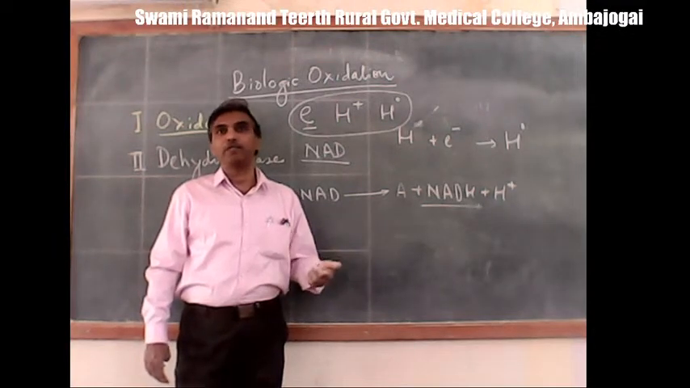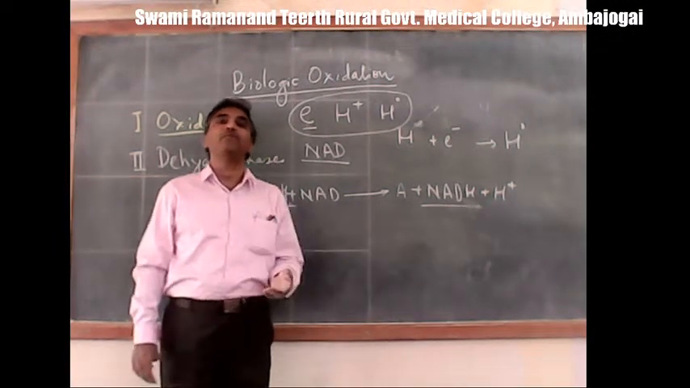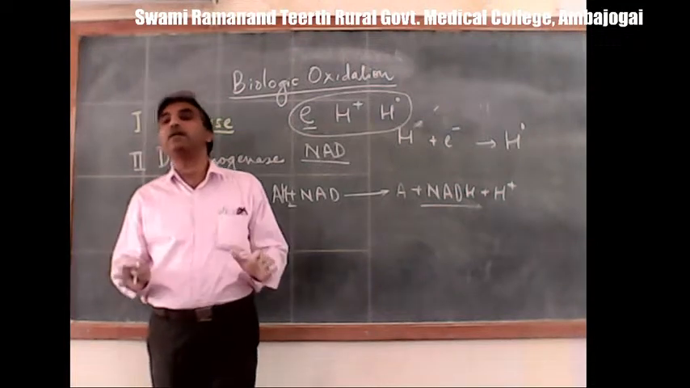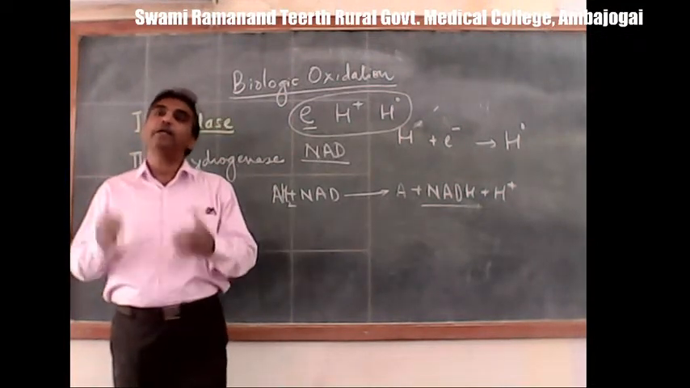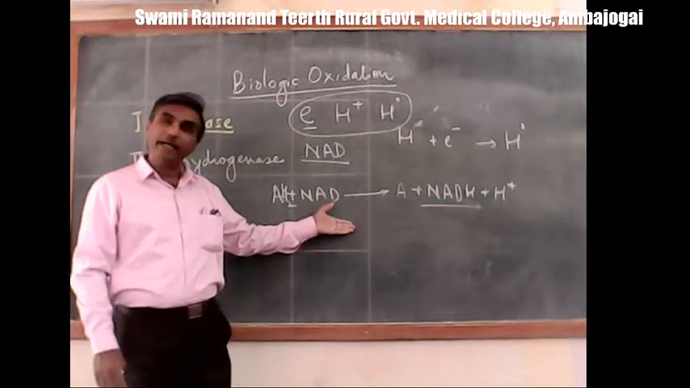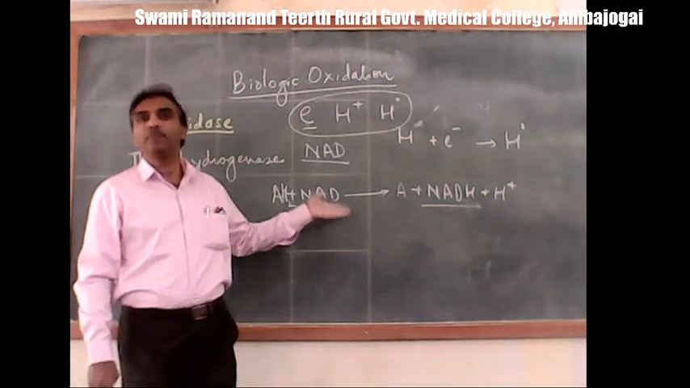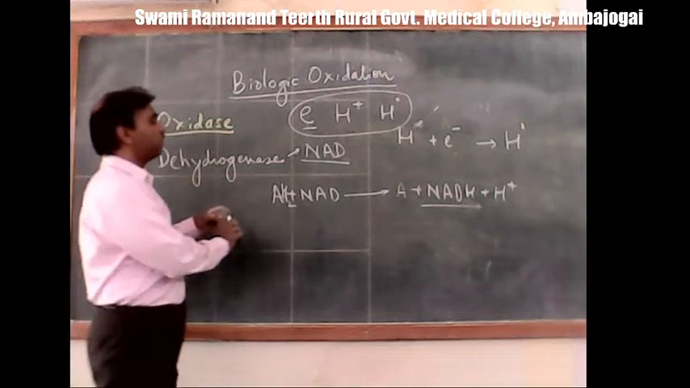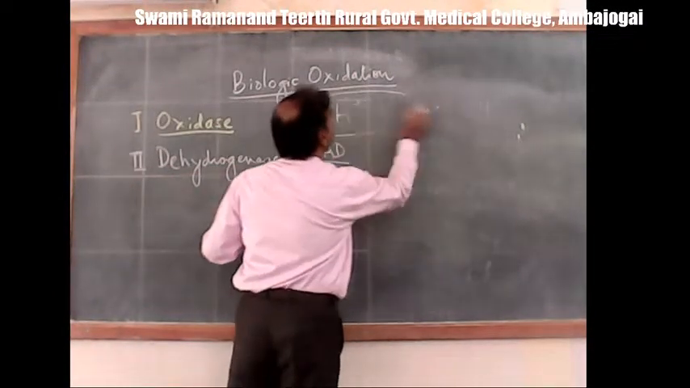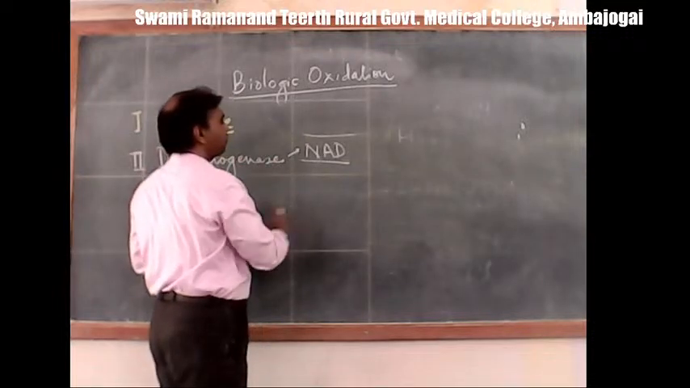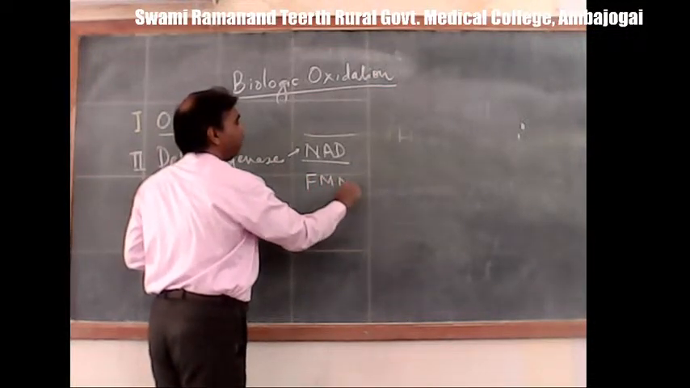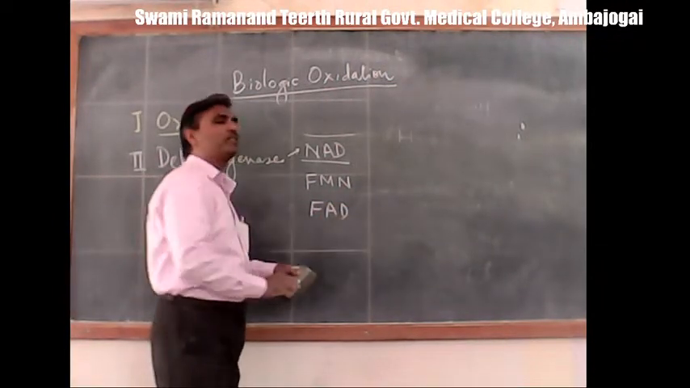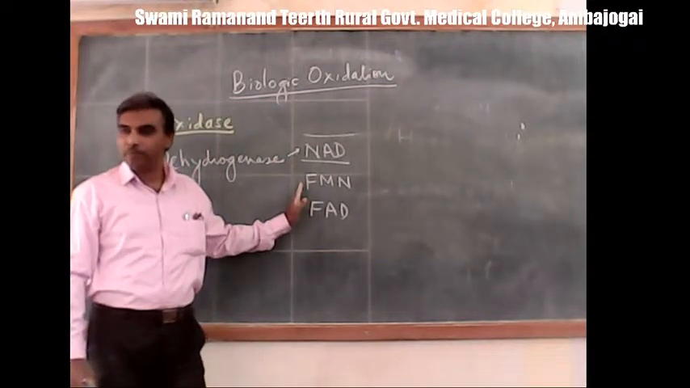So examples we have seen in glycolysis and in the TCA cycle, and for that matter, when we study fatty acid oxidation, in beta oxidation there are different dehydrogenases also. So they are NAD dependent, and there are certain ones which are dependent on FAD. So this is one dehydrogenase, that is NAD dependent. Another dehydrogenase is flavoprotein dependent, FMN dependent or FAD dependent. Dependent means which require this as a coenzyme for enzymatic activity.